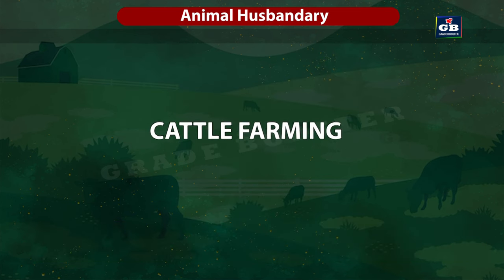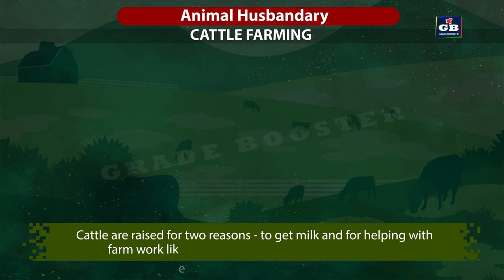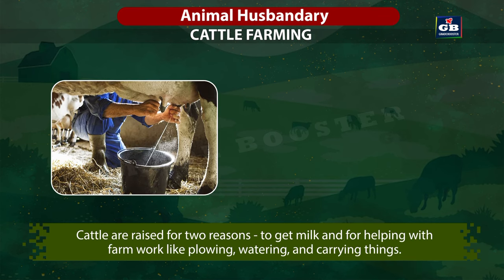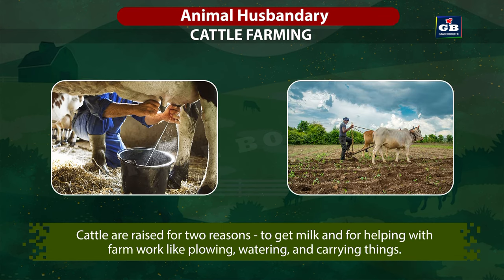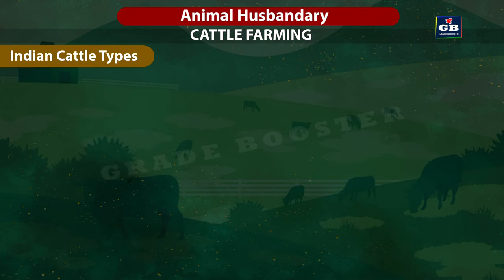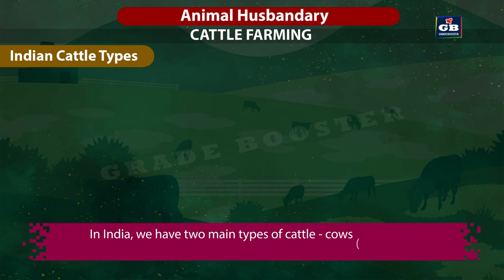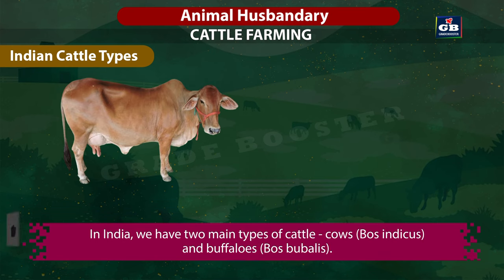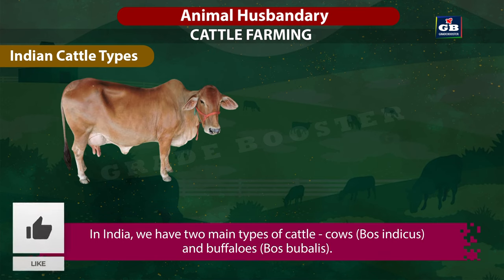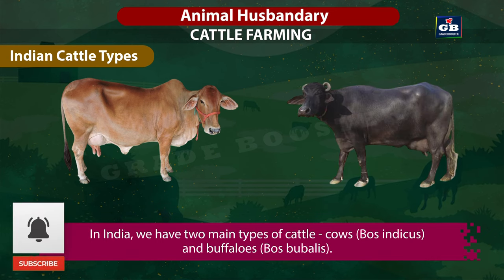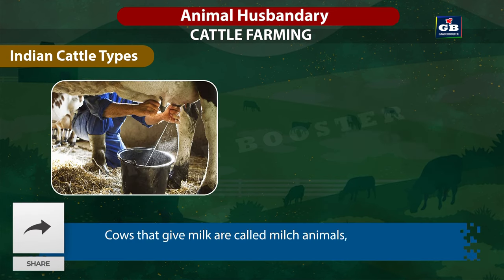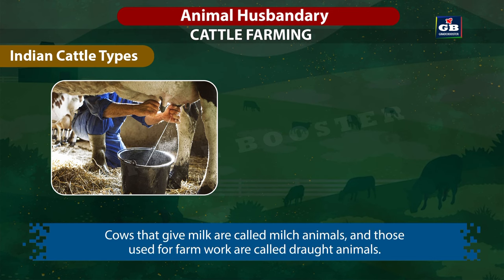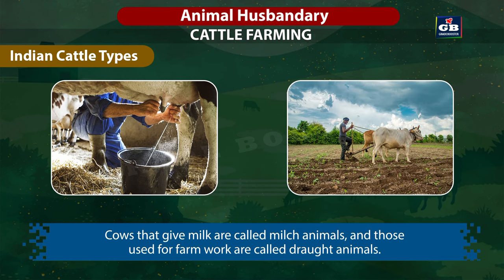Cattle farming. Cattle are raised for two reasons: to get milk and for helping with farm work like plowing, watering, and carrying things. Indian cattle types. In India, we have two main types of cattle. 1. Cows, Bos indicus, and buffaloes, Bos bubalis. Cows that give milk are called milch animals, and those which are used for farm work are called draught animals.